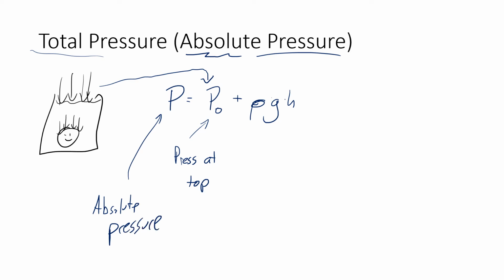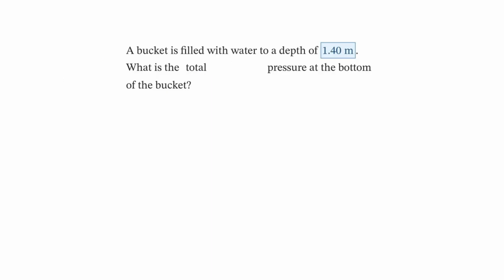Okay, so let's do some practice. We've got a bucket filled with water to a depth of 1.4. What's the total pressure at the bottom of the bucket? Now, your bucket will look something like this. It's a big bucket. It's really deep. Anyways, so what's the pressure at the bottom?